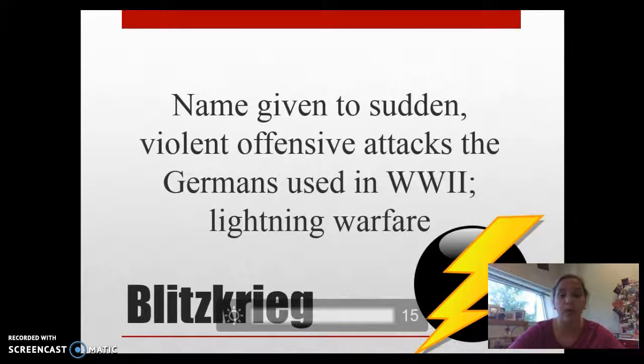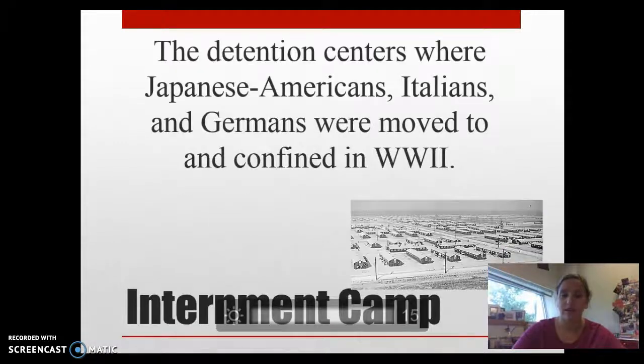Next is blitzkrieg, and that is the name given to sudden, violent, offensive attacks that the Germans used in World War II. It's known as lightning warfare. Blitzkrieg.